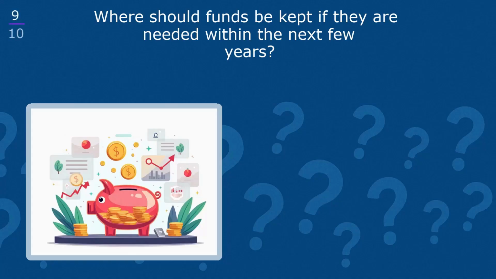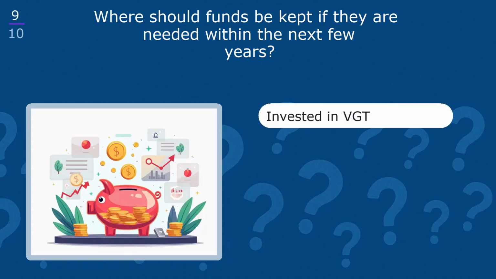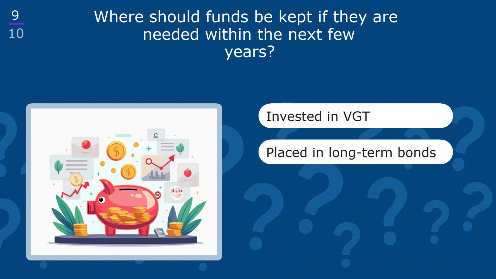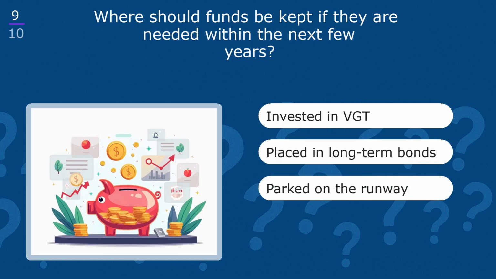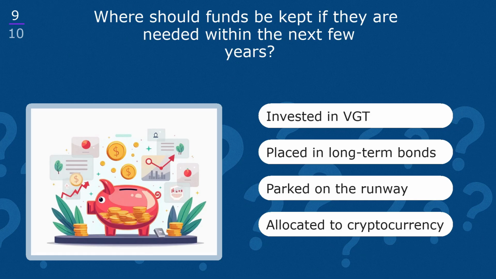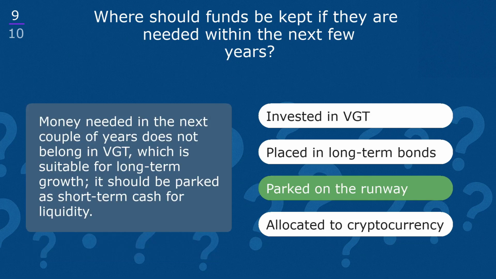Where should funds be kept if they are needed within the next few years? Invested in VGT. Placed in long-term bonds. Parked on the runway. Allocated to cryptocurrency. Money needed in the next couple of years does not belong in VGT, which is suitable for long-term growth. It should be parked as short-term cash for liquidity.